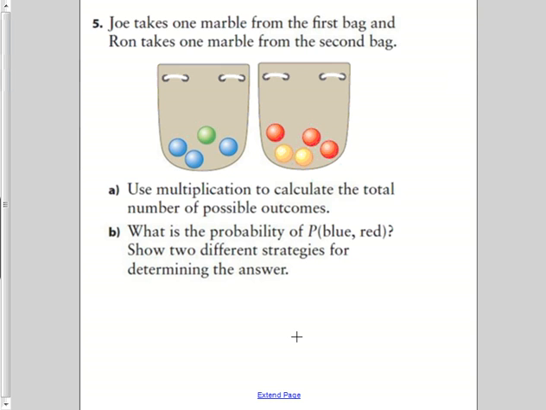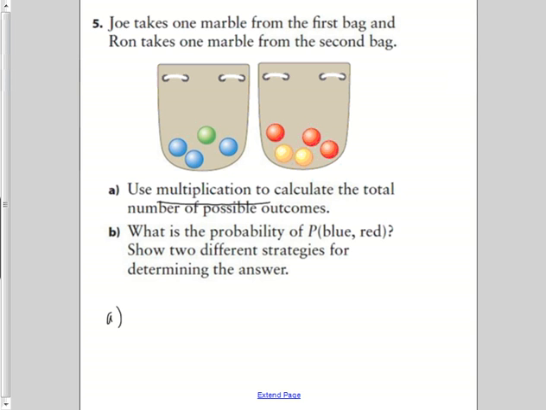Okay, welcome to your answers for section 11.3 in your grade 8 textbook. It says Joe takes one marble from the first bag and Ron takes one marble from the second. It says use multiplication, so we're no longer using a table. You could if you wanted to, but use multiplication to calculate the total number of possible outcomes.